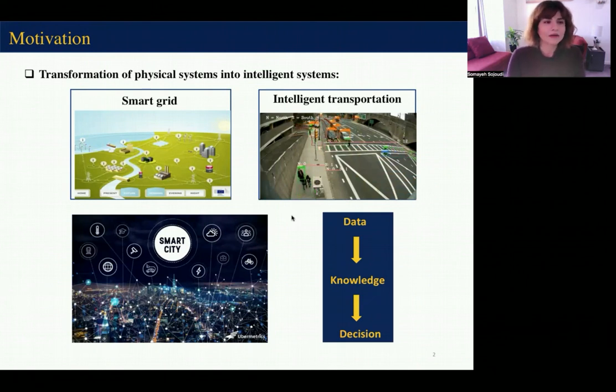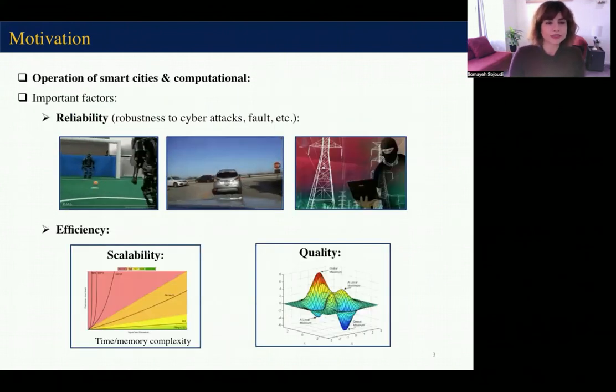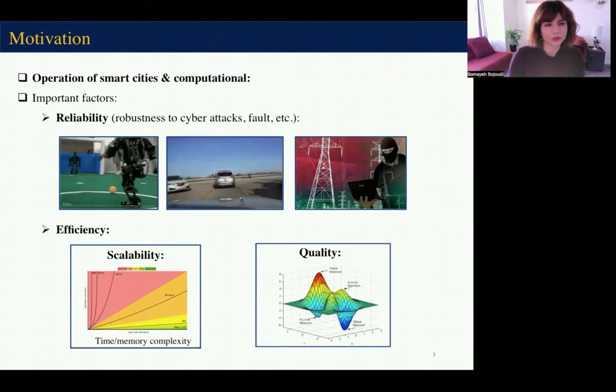These systems have many sensors for collecting data, which are then passed on to mathematical algorithms for processing to gain knowledge about the underlying system. That knowledge is then passed on to some decision-making units to find the best actions for the operation of the system. It's clear that the operation of smart cities relies heavily on computational tools.